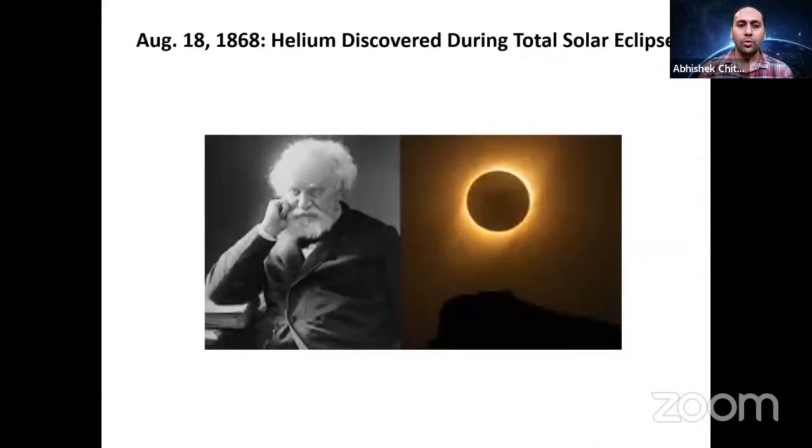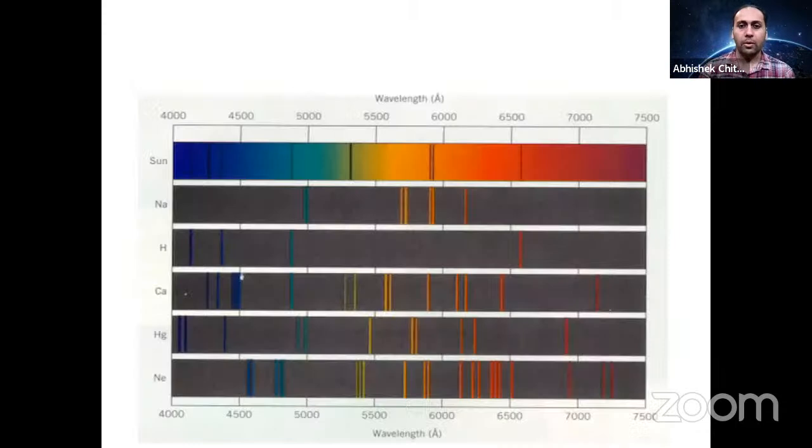The second one actually happened before this. It was in 1868. A group of scientists came to Kerala, the region is Guntur. From there they took some photographs and the spectrum also. So what is spectrum? Let me tell you what is spectrum.